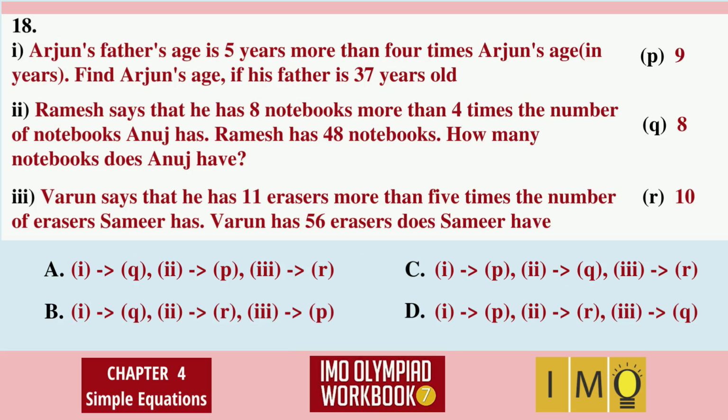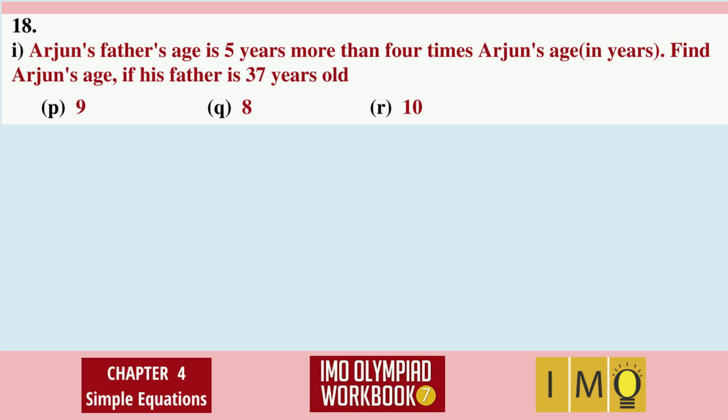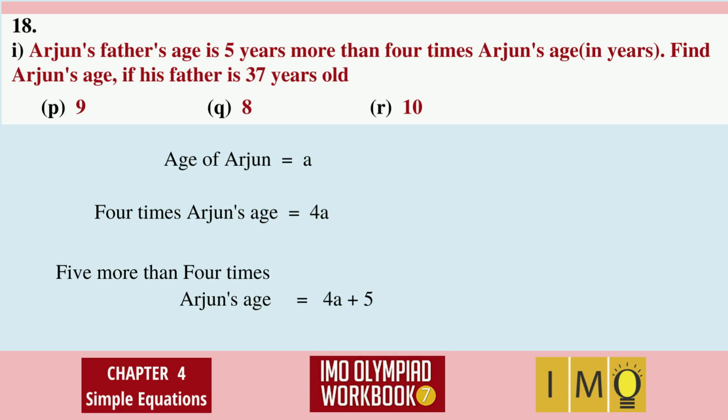Next, question number 18. This question has 3 parts. Let us solve them one by one. Part 1. Arjun's father's age is 5 years more than 4 times Arjun's age in years. Find Arjun's age if his father is 37 years old. Let's consider the age of Arjun to be A. So 4 times Arjun's age will be 4A, and 5 more than 4 times Arjun's age is 4A plus 5.